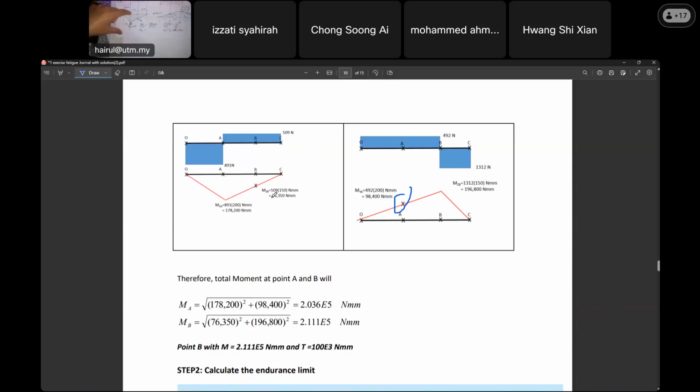So moment at B, as stated here, is 76,350. Nampak? As XY, B is 76,350, but as XZ plane we know 196,800. So total moment at B is moment at B XY plane square plus moment at B XZ plane square. Faham kelas?